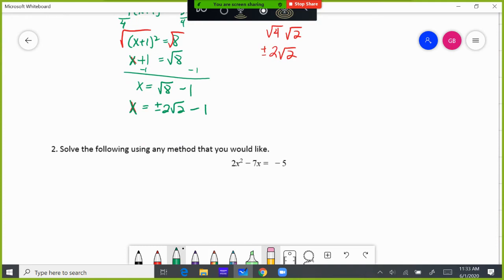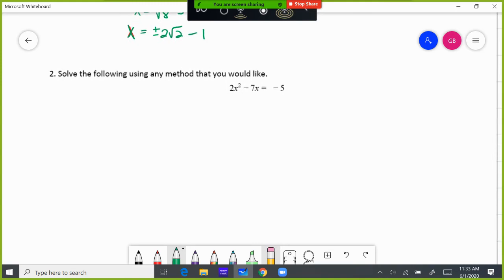Okay. Number 2, solve the following using any method that you would like. This one I'm going to solve using the quadratic formula. But first you need to set it equal to 0. I'm going to add 5 to both sides.